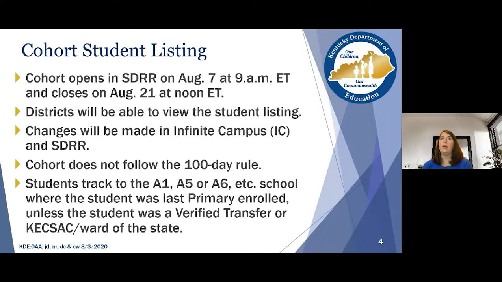Just want to let you know that Cohort does not follow the 100-day rule, and students track back to A1 or A5 or A6, etc., the school where the student was last primary enrolled. And in Infinite Campus, you'll see where the student was primary enrolled by the letter P under the enrollments. That's what we will pick up from Infinite Campus for those students, unless the student was a verified transfer or KECSAC, which is a ward of the state.